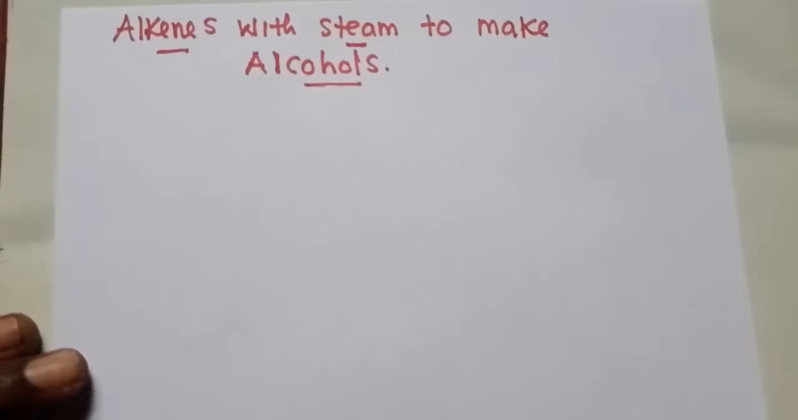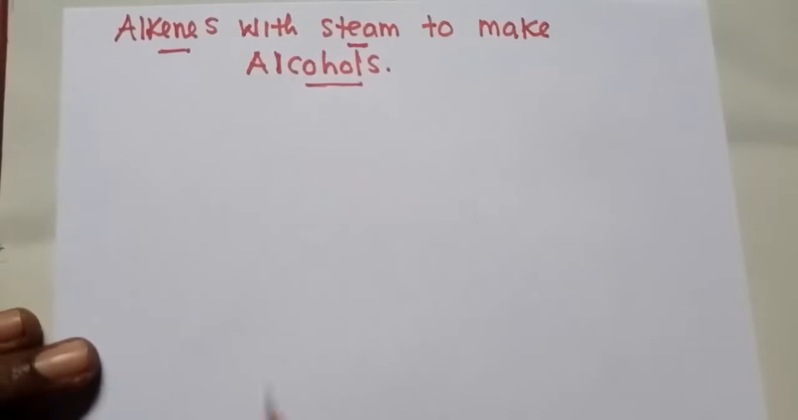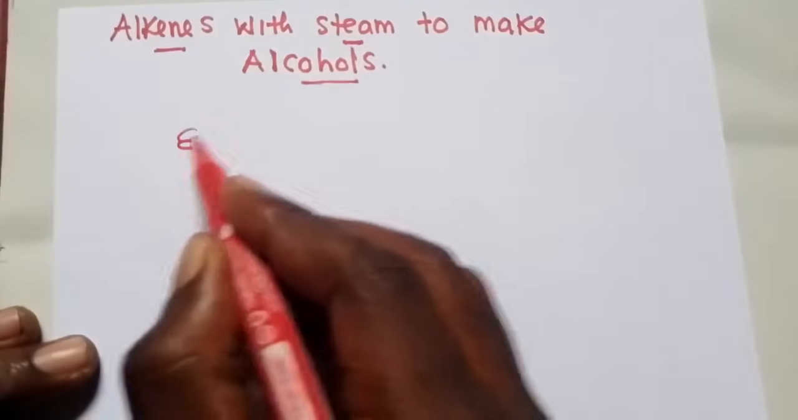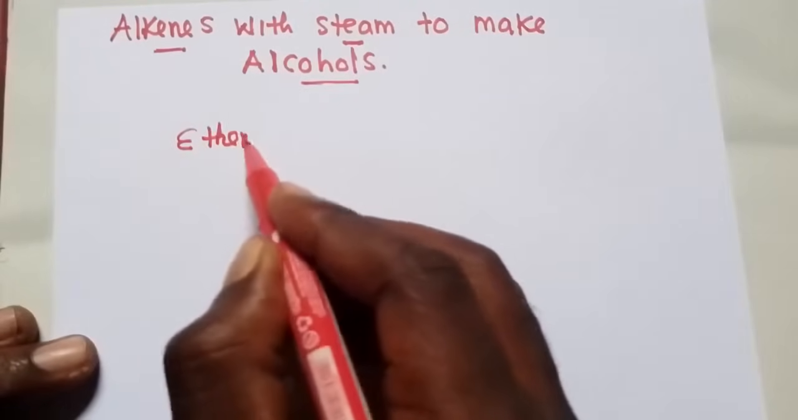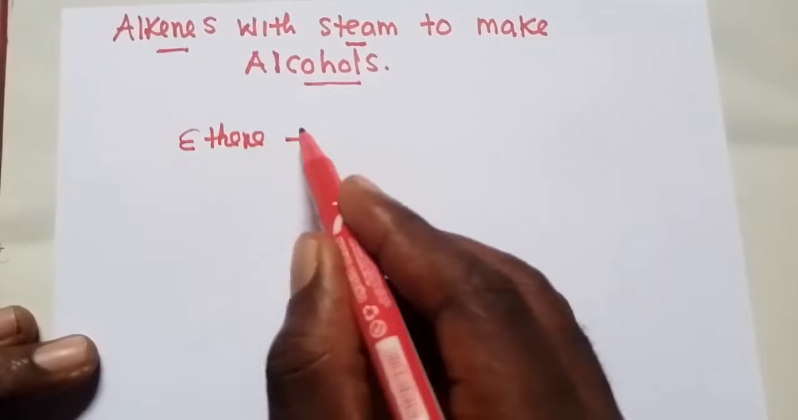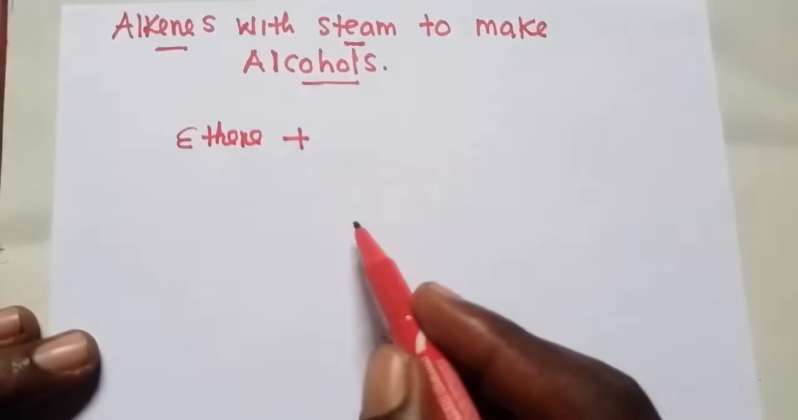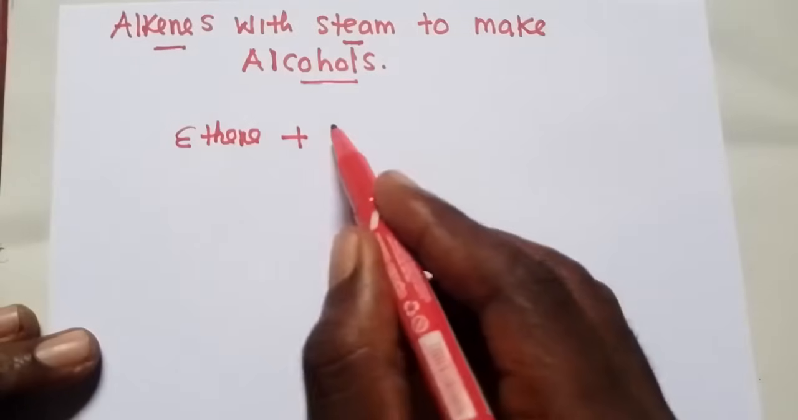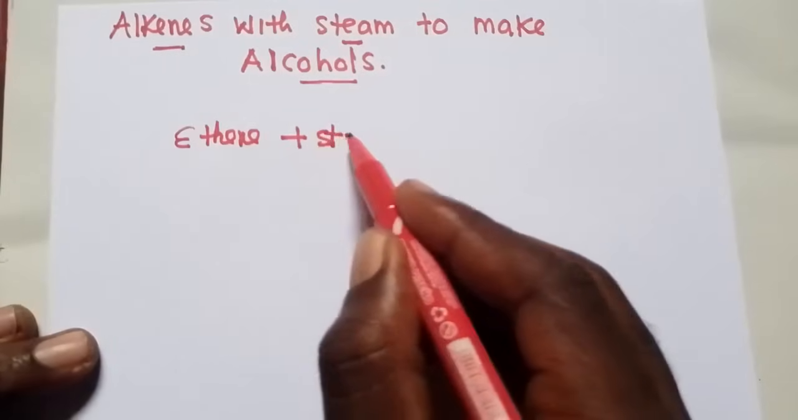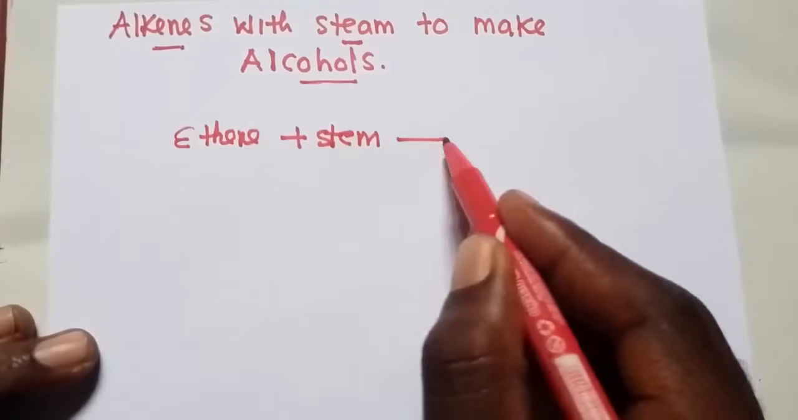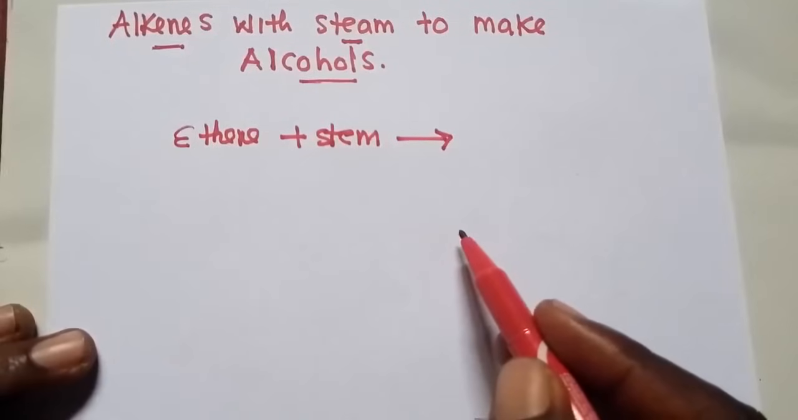One example of alkenes we've got, let's say, is ethene. This is an example of ethene. When ethene reacts with steam, we know that steam is water in gaseous state. So when it reacts with steam, what is produced here is an alcohol.